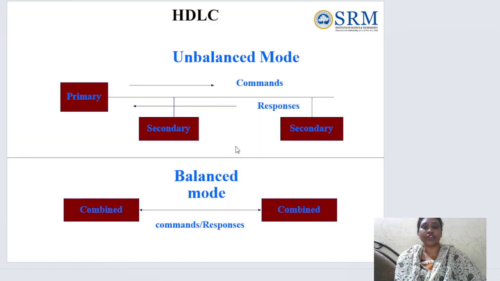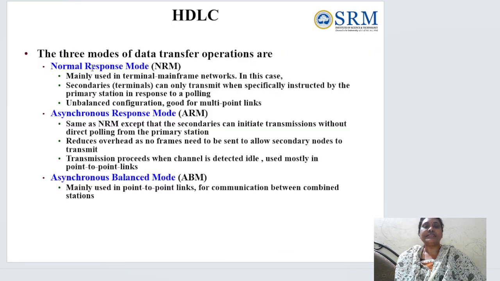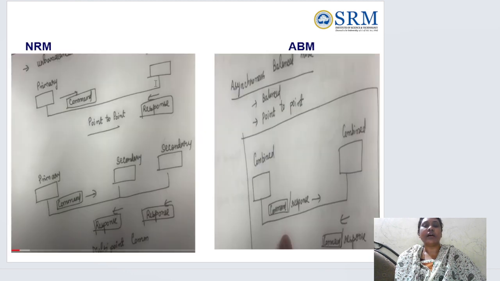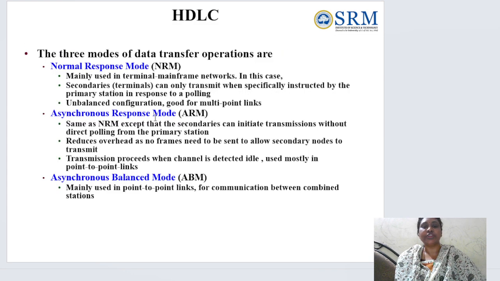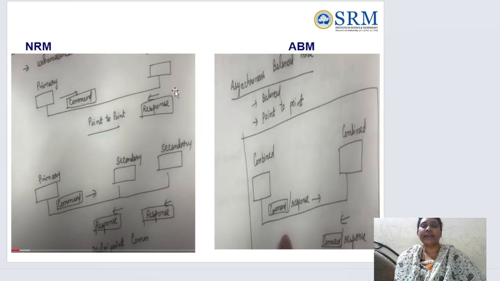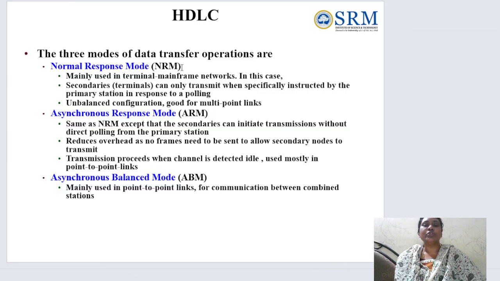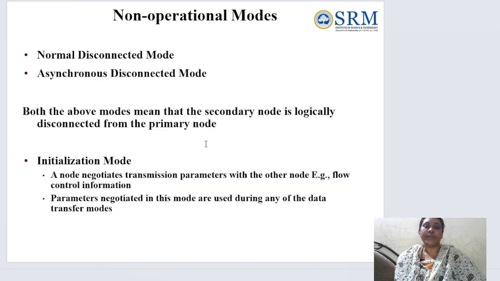So this is the frame structure for the unbalanced and balanced modes. The next one is the three modes for data transfer operation. Each piece of data we pass goes through one of three kinds of operation. The first one is NRM, an unbalanced mode, where the secondary station responds to the primary station. And then the balanced mode, the combined station mode, which is the balanced one. These are the three kinds of data transfer operations.